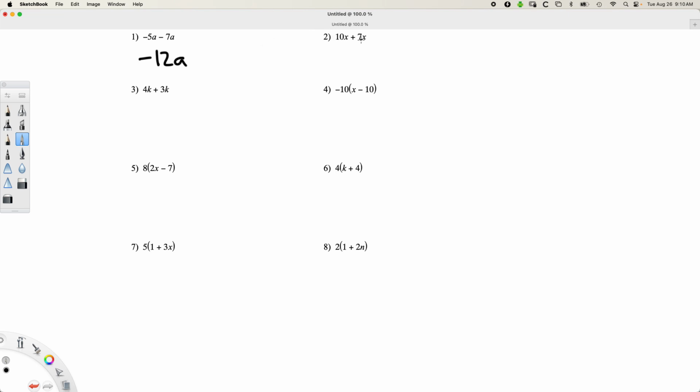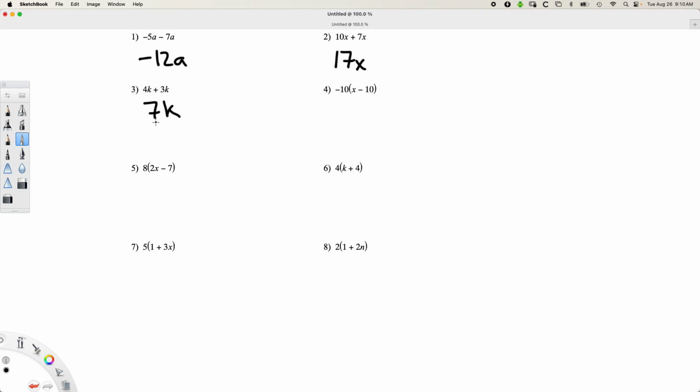10x plus another 7x is just 10 plus 7, which would be 17, but it's 10x and 7x, so it's 17x. 4k plus 3k: 4 of something plus 3 of something is just 7 of that something, in this case 7k.